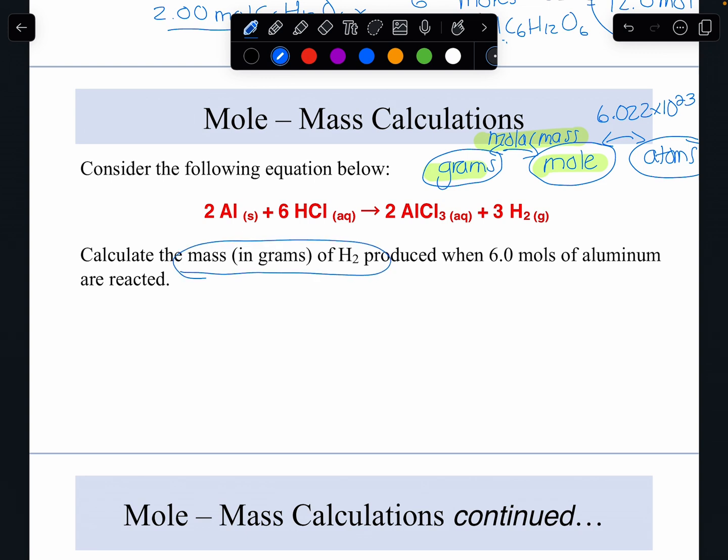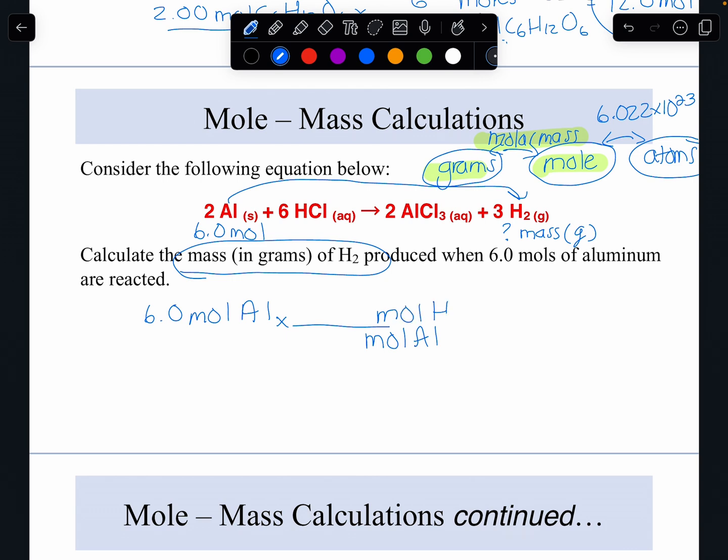So calculate the mass of H2. We're trying to find this mass, or you could just write grams, whatever works for you. Produced when you start with 6 moles of aluminum. I like to write all my information. Now you always start with what you're given, and I'm given 6 moles of aluminum. Now I cannot go from aluminum to H2 without being in a mole ratio. So I'm going to leave the aluminum by putting it on the bottom and go to the H2. Even though it's called hydrogen, we need to know there's 2 H's in that. We're going to use that a little bit later on.